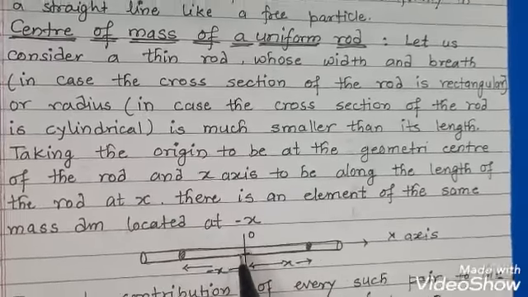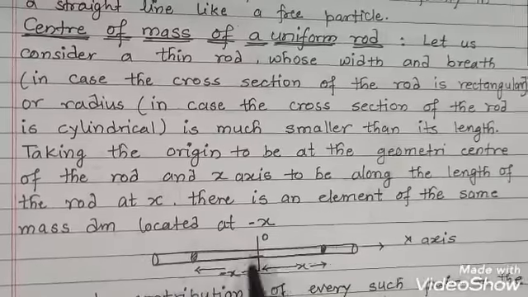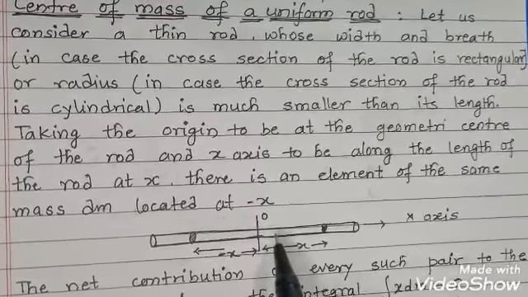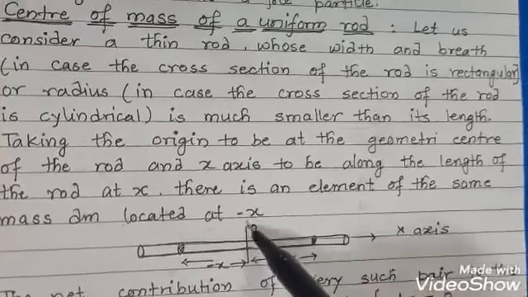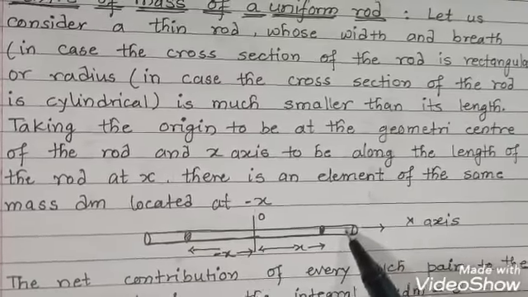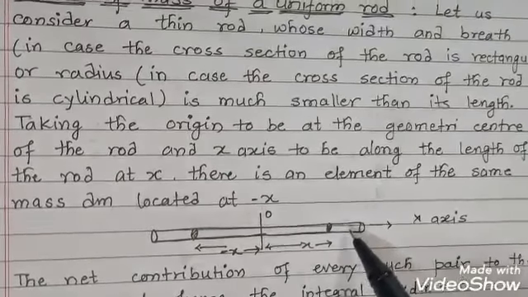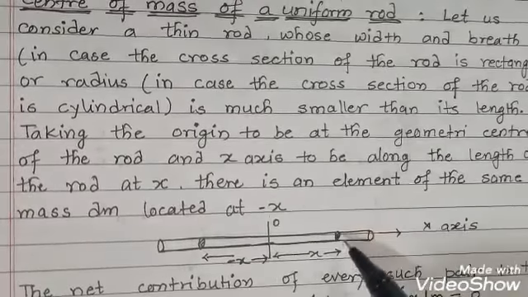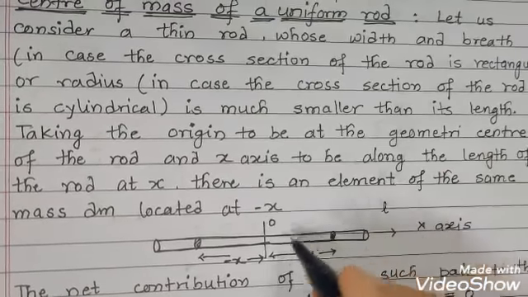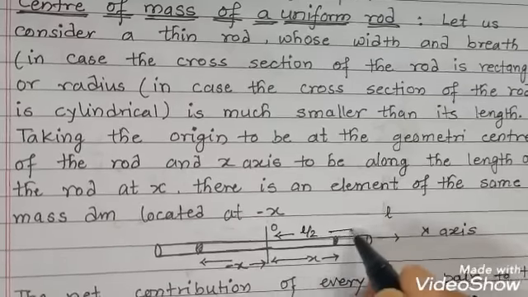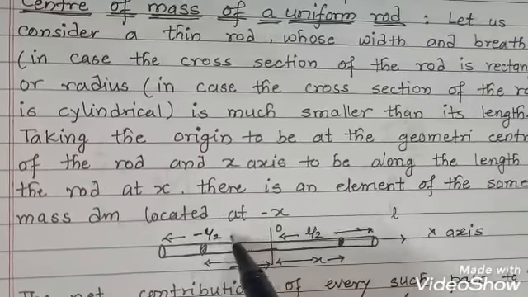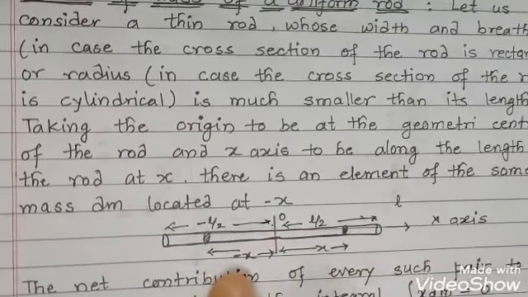taking the origin to be at the geometrical center of the rod and the x-axis to be along the length of the rod, at x there is an element of mass dm, and located at minus x there is an element of the same mass. You can see that this is the origin and this is a thin rod, that means the radius of the rod is very small in comparison to the length of the rod. Suppose the total length of the rod is L, so it is divided into L by 2 here, and this is also L by 2. I can write minus L by 2 here since it is the negative side of the rod.